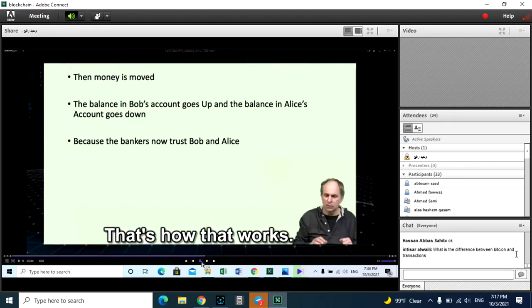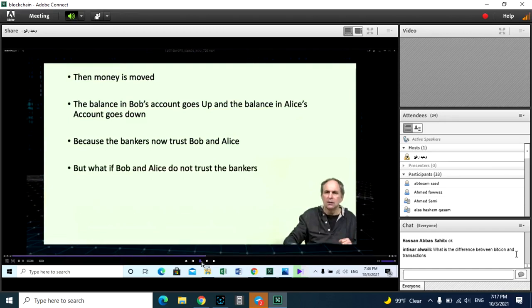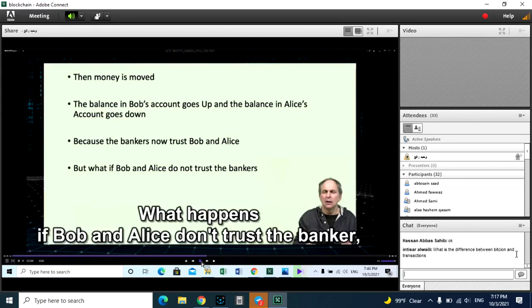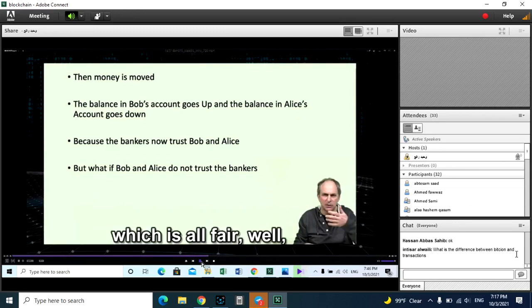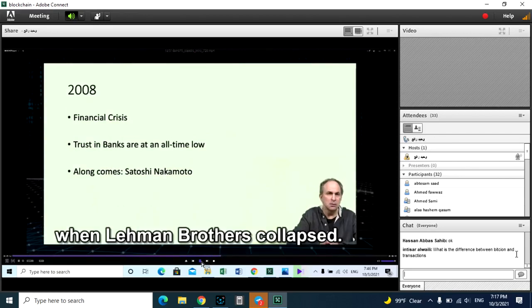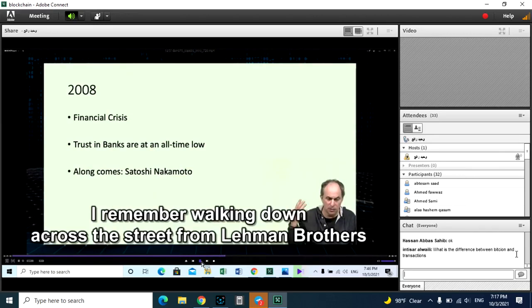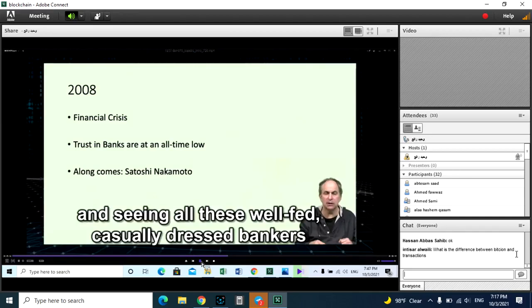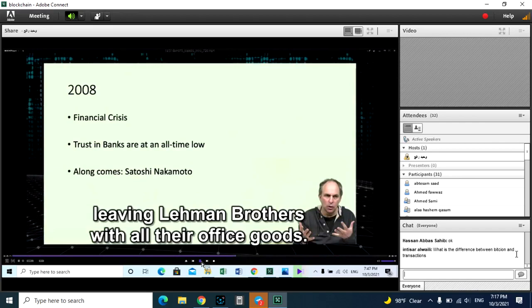But what happens if Bob and Alice don't trust the bankers? I mean, this is all very well and good, the bankers trusting Bob and Alice. And that's sort of because in the financial crisis, I remember the financial crisis very well. I was in New York when Lehman Brothers collapsed, and I remember walking across the street from Lehman Brothers and seeing all these well-fed bankers with boxes leaving Lehman Brothers with all their office goods.